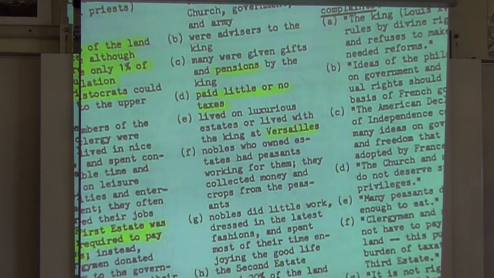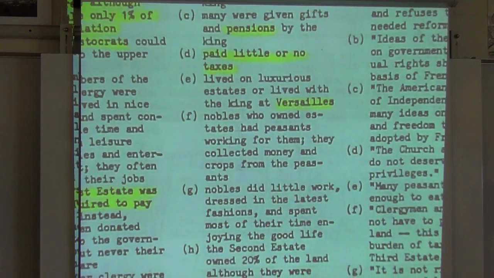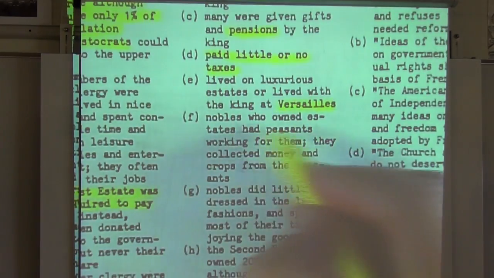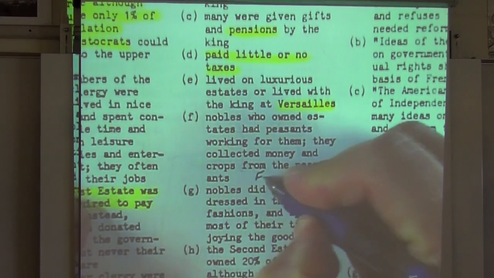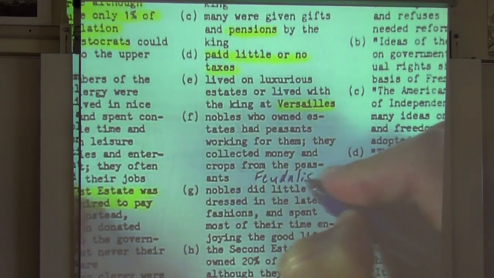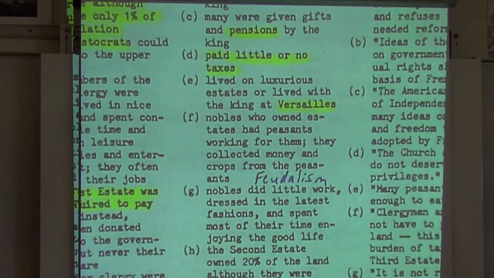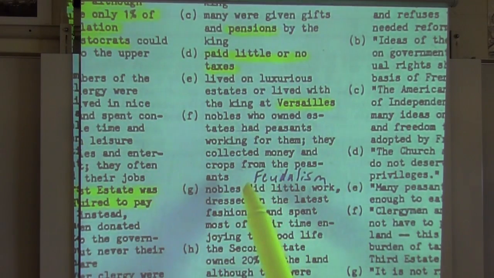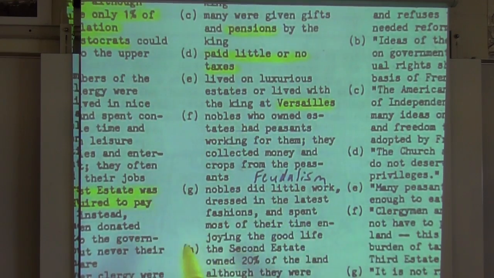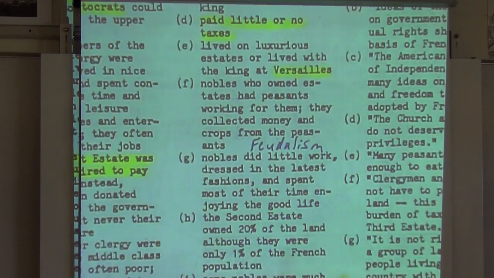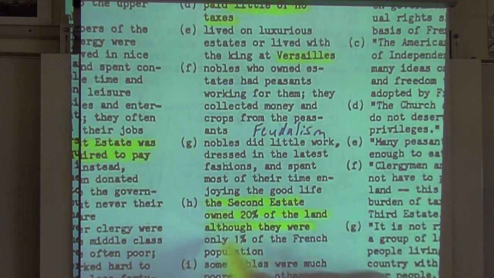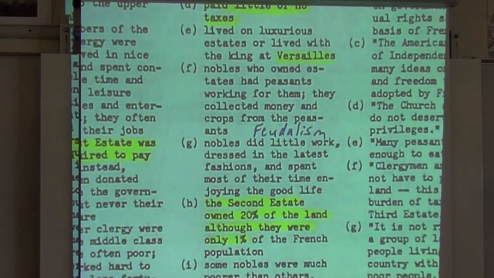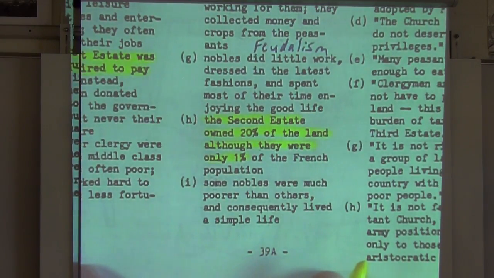That's Versailles. Nobles who owned estates had peasants working for them. Does that sound familiar? Remember what that sounds like? That sounds like feudalism. Remember that discussion, feudalism from the Middle Ages? Having serfs do work. Nobles did little of the work, dressed in the latest fashion, spent most of their time enjoying the good life. Here's some other factoids. The Second Estate owned 20% of the land. They were only 1% of the French population.